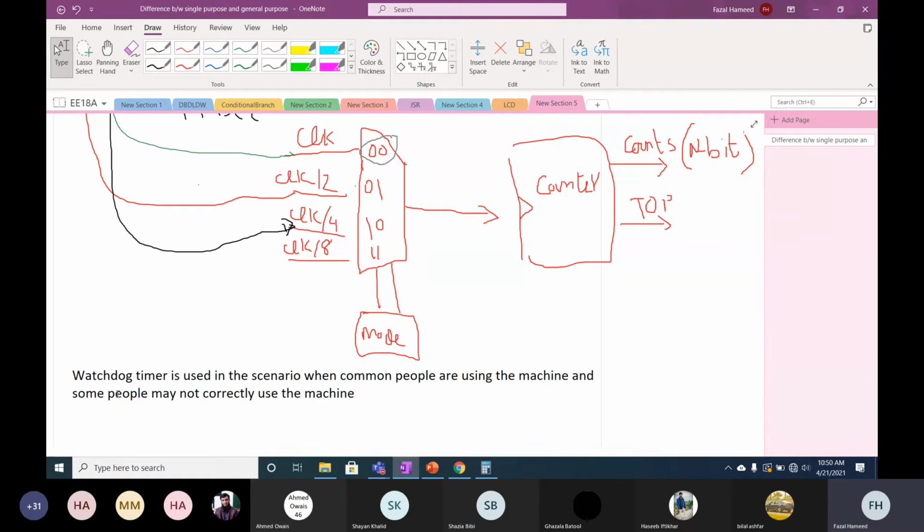When you go to an ATM machine, maybe you correctly use the machine, you insert your ATM card, and then you pick out some money. But maybe there are some users who are not able to use the machine. In this scenario, the watchdog timer is used. Even if somebody is using the machine correctly, he may forget something. Let's assume a scenario: you insert your card.